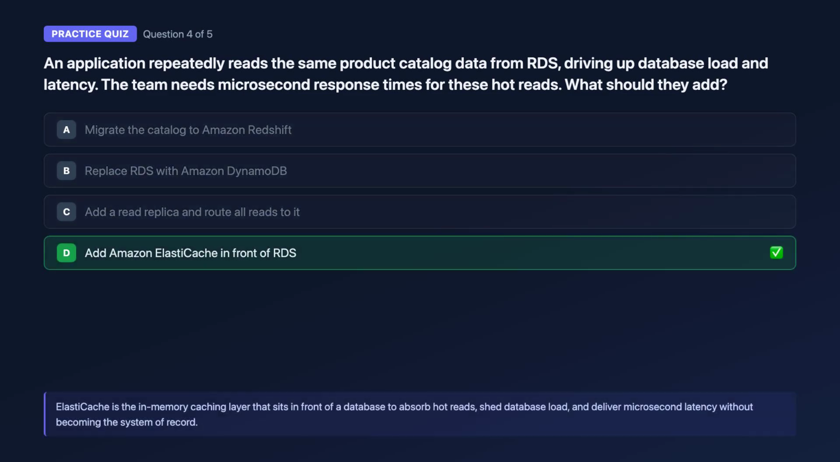If you said D, well done. ElastiCache is the in-memory caching layer that sits in front of RDS, absorbs those repeated hot reads, sheds database load, and serves the data in microseconds. The keywords microsecond latency and reduced database load point straight to ElastiCache. A read replica helps with scale but won't hit microseconds, and the cache stays in front of the database, never replacing it as the system of record.